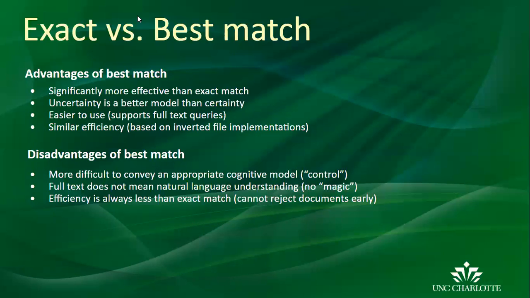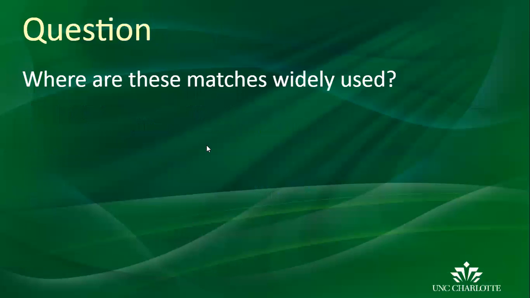The disadvantages of the best match are that it is more difficult to convey appropriate cognitive words like control. Full text does not mean natural language understanding, and efficiency is always less than the exact match. Now, the question is, where are these matches widely used? The answer is that Google AdSense widely uses the exact and the best matches.